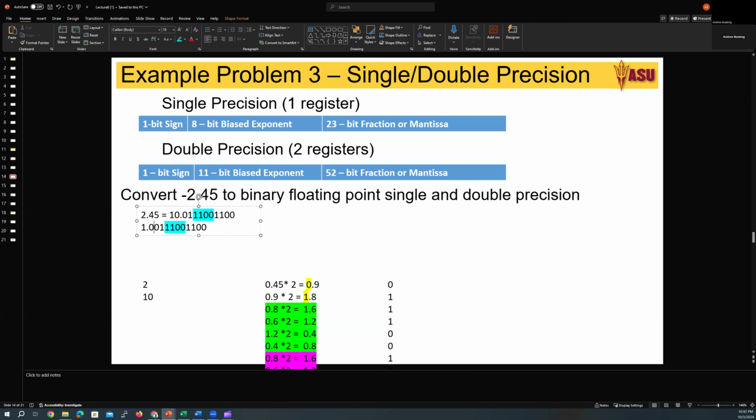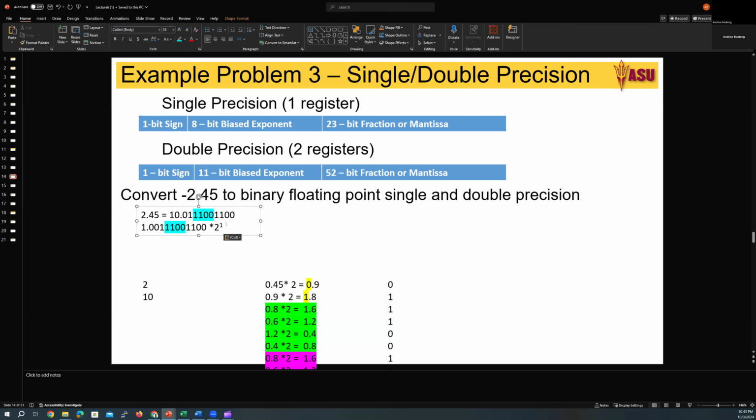As soon as I move the point, I'm going to have to do times 2 raised to the power 1 because we only moved it once. At this point, the thing you should know is that this one here, after we normalize it, is what we call the unbiased exponent. The unbiased exponent is not the exponent we need for this conversion, but it's a very good exponent that we need.